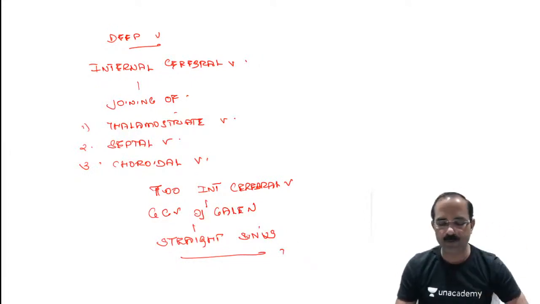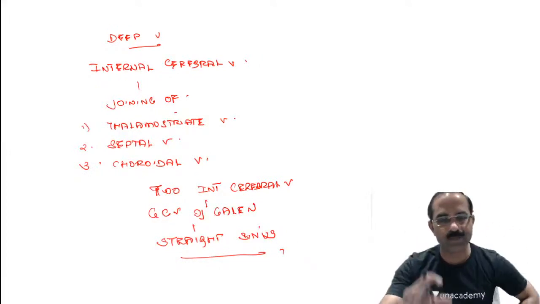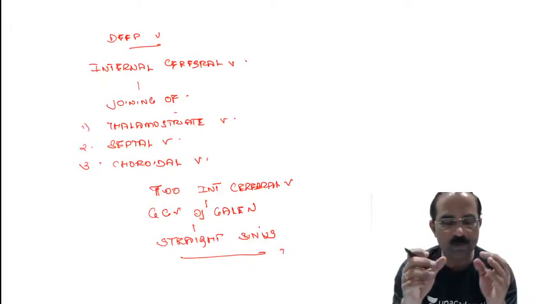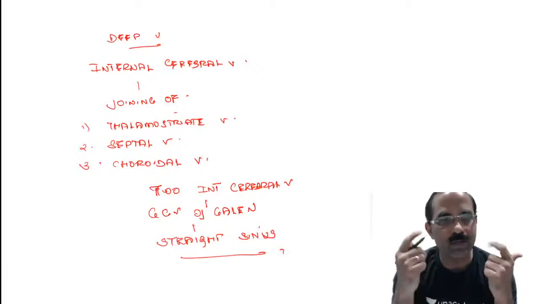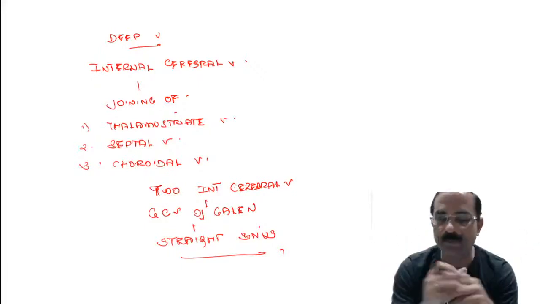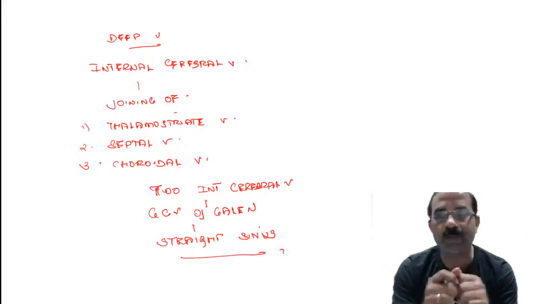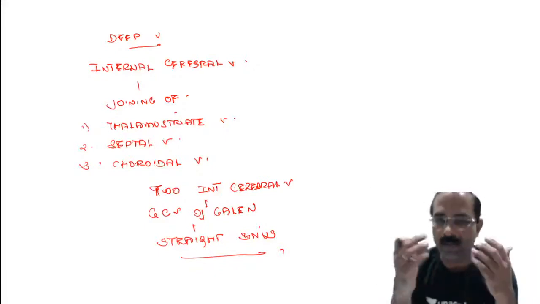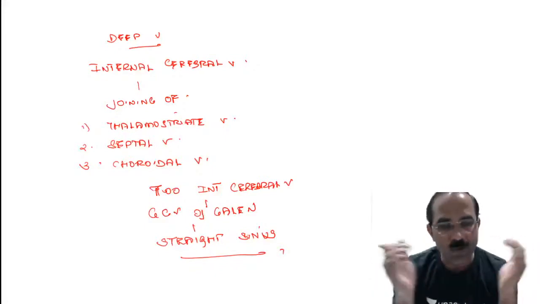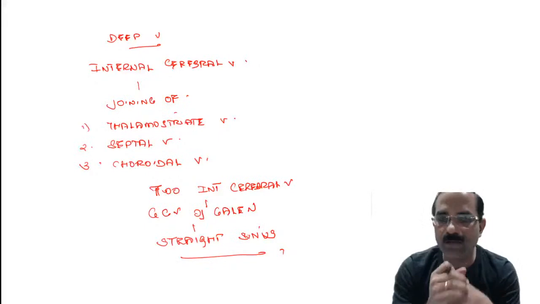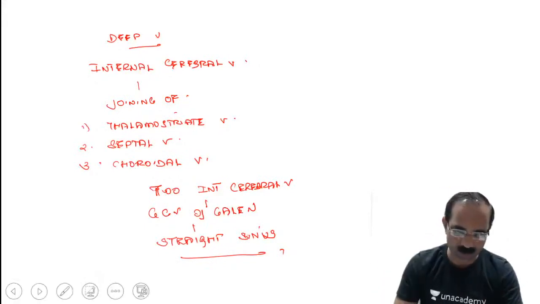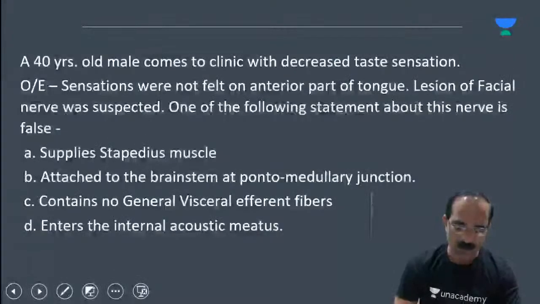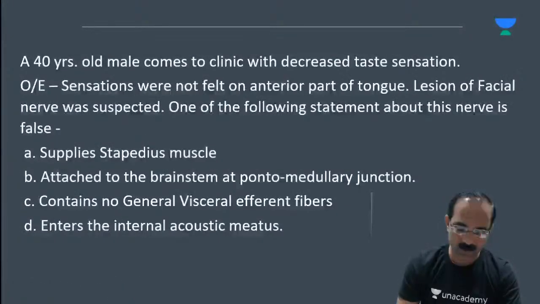Is this clear to all of you? So this is a very, very important MCQ. How is the internal cerebral vein formed, students? The internal cerebral vein is formed by the joining of three veins: the thalamostriate, the choroidal and the septal vein. Two internal cerebral veins join to form the great cerebral vein of Galen, and that drains into the straight sinus. And what opens into the great cerebral vein of Galen is the basal vein. So that's about the venous drainage of the brain. I've just told you in short.